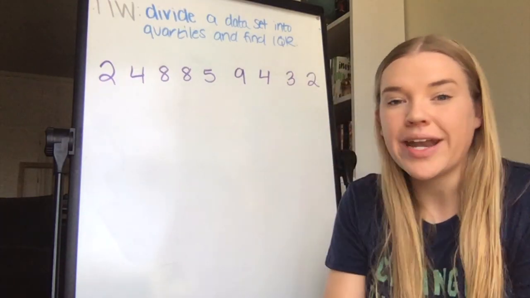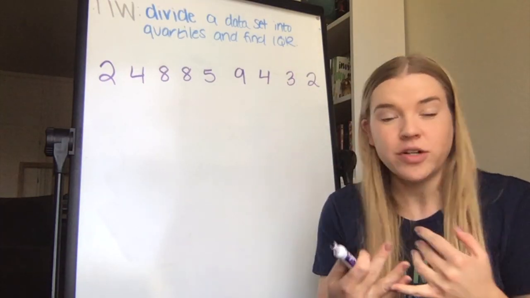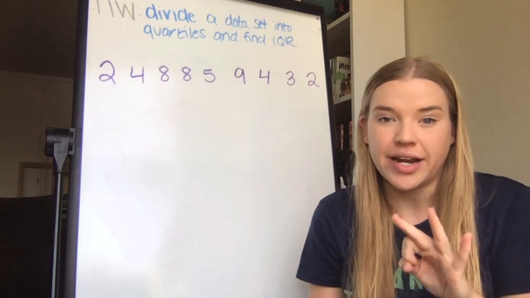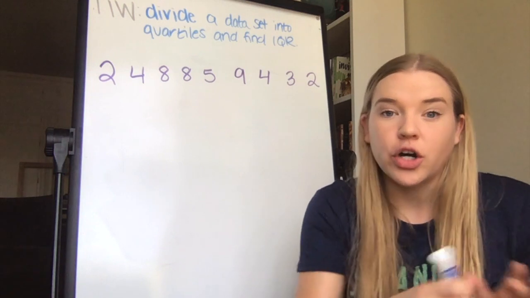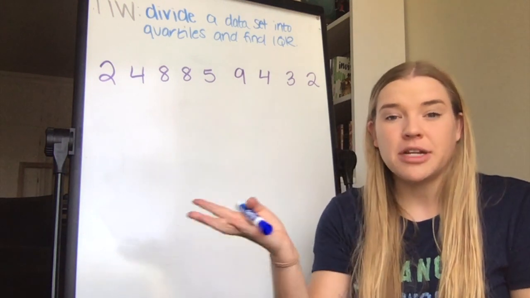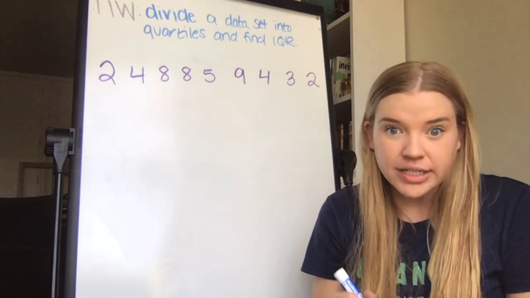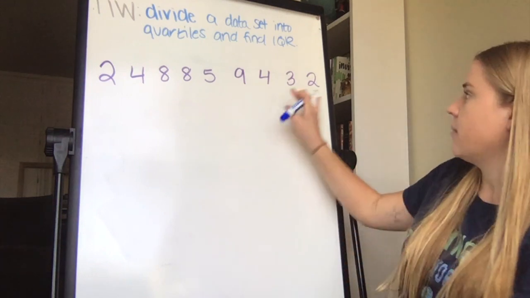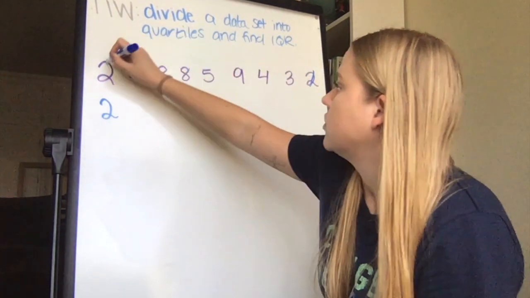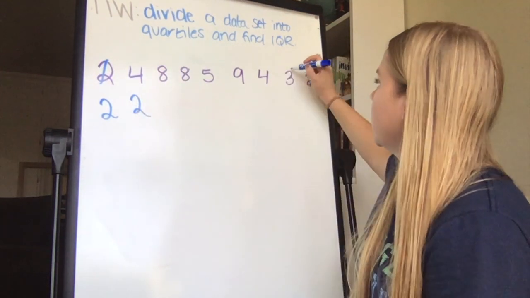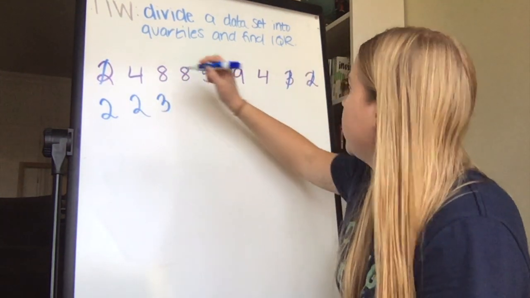All right, I want to do another example of finding quartiles, interquartile range, and creating a box and whisker plot. So we know that our first step when we are finding our quartiles is going to be to put our numbers in order from least to greatest. So I'm going to look here. My smallest number is 2. I have 2 2s. I have a 3.